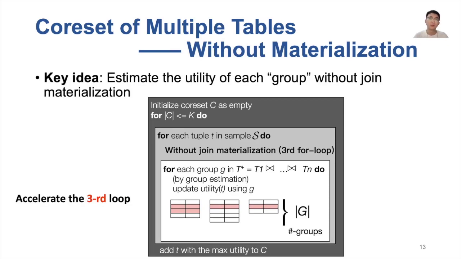To solve this problem, our key idea is to estimate the utility of each group without joint materialization. Here, a group refers to a set of tuples in the joined results that have the same attribute values on a predefined set of attributes. Conceptually, the utility can be estimated by first computing the feature similarity of tuples in each individual table, and then aggregating them using a dynamic programming algorithm without joint materialization. By doing so, we can significantly reduce the computation in the third for loop, thus improving the overall efficiency.